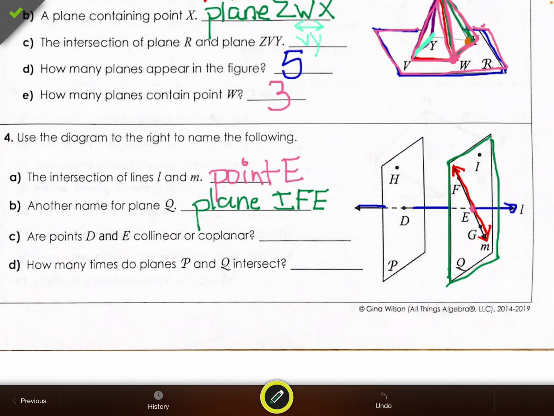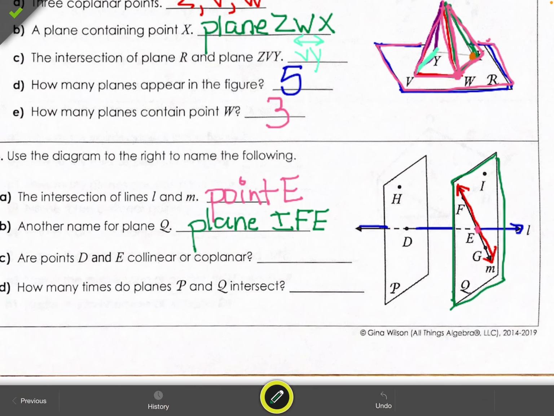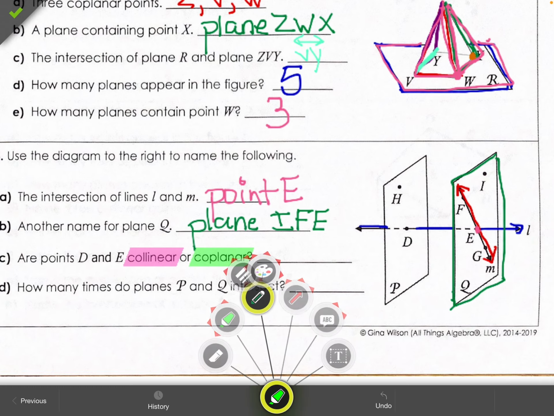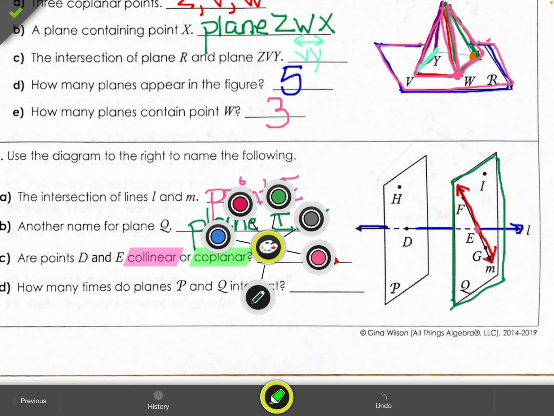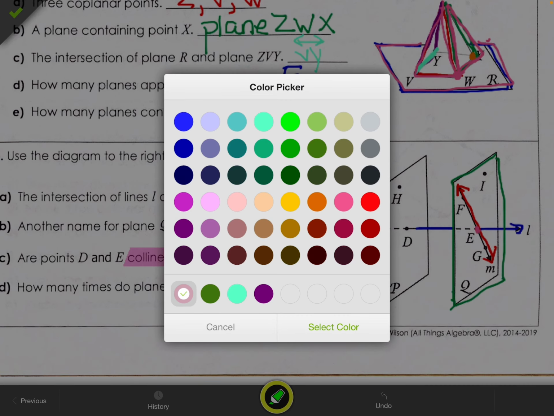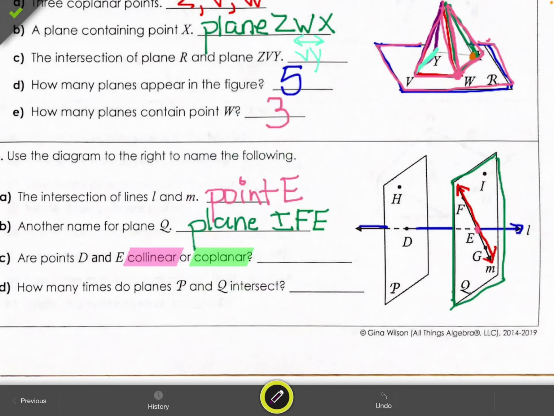All right. C, are points D and E collinear or coplanar? So here come those vocab words. So remember, collinear means on the same line. Coplanar means on the same plane. So we got to find points D and E and figure out, are they on the same line or are they on the same plane? So here's point D. And here's point E.